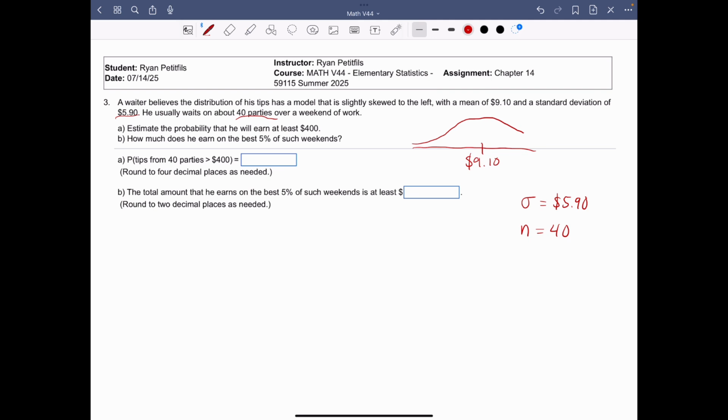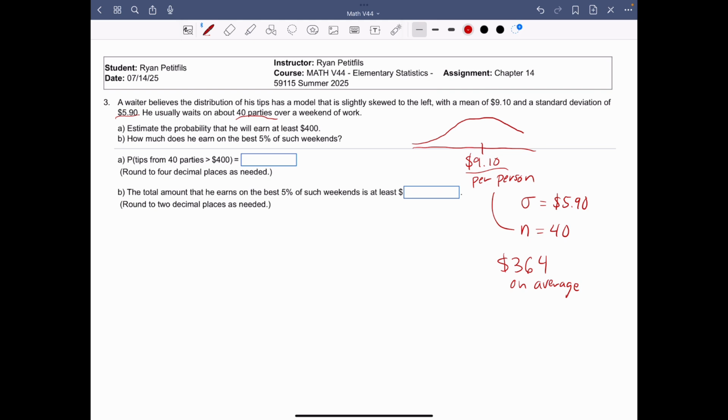So if we look at the mean, the average per person, remember this is per person, the average that he would earn would be $9.10. And if he has 40 people, I'm just going to multiply that on my calculator real quick. That is $364, and that'd be on the weekend, on average.